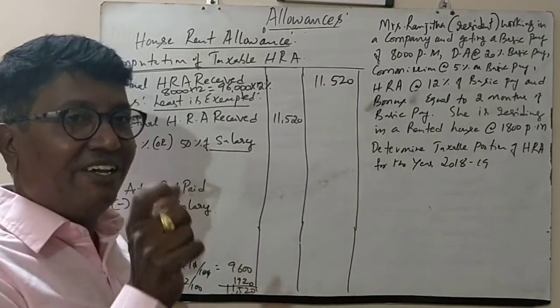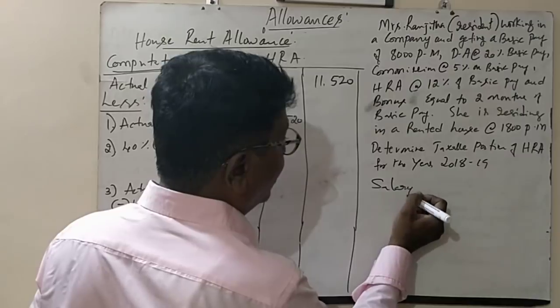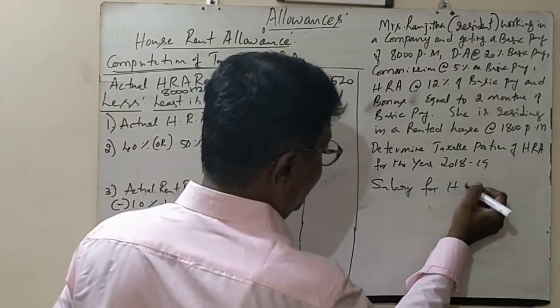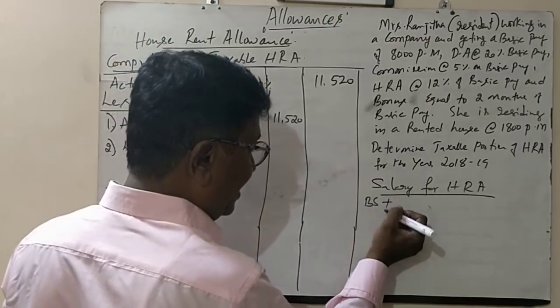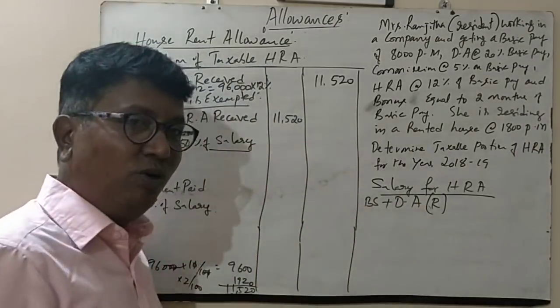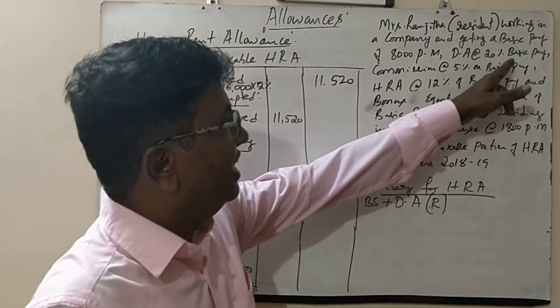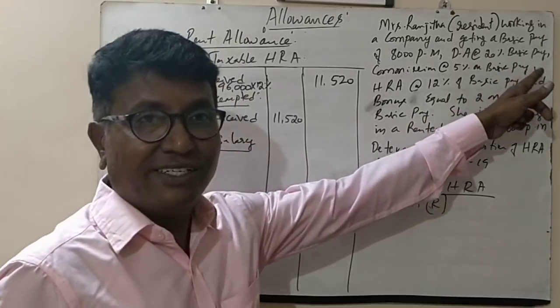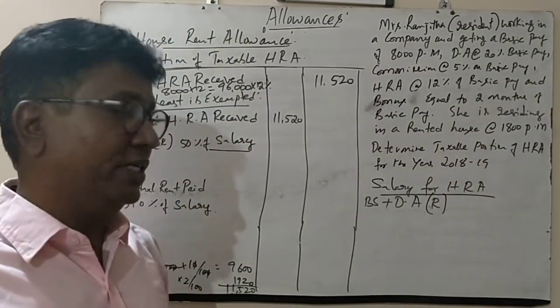Now, what is the salary for this purpose? If you take salary for HRA purpose, what does the rule say? Basic salary plus dearness allowance, provided it enters into retirement benefit. Please look, is it given anywhere that DA enters into retirement benefit? It's not given. So this point will be ignored here.